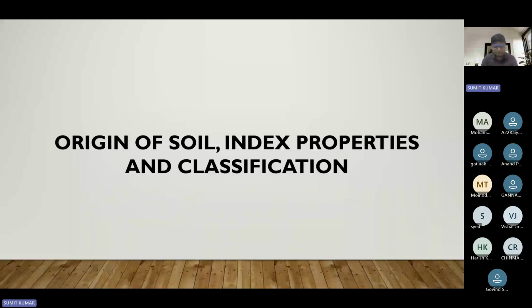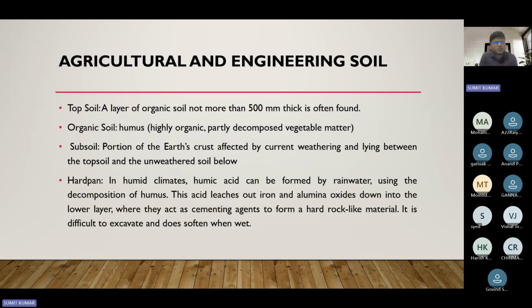In today's class, if you have gone across the lecture of the sir, you have seen that in the first week the sir has discussed these things only. So I will elaborate on it over here, and at the end I have some very simple questions which must be helpful for you, and I think all of you will be able to answer once we go through the session, right? Okay, so first of all, let's start with agricultural and engineering soil.